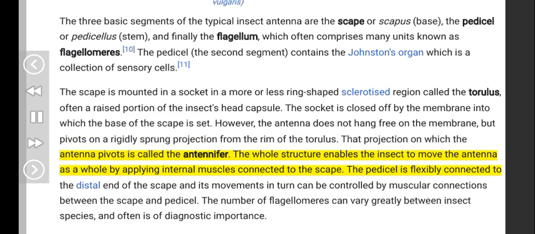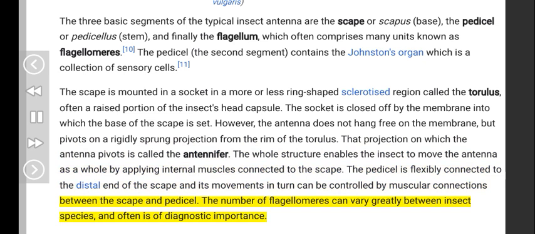The whole structure enables the insect to move the antenna as a whole by applying internal muscles connected to the scape. The pedicel is flexibly connected to the distal end of the scape, and its movements in turn can be controlled by muscular connections between the scape and pedicel. The number of flagellomeres can vary greatly between insect species, and often is of diagnostic importance.